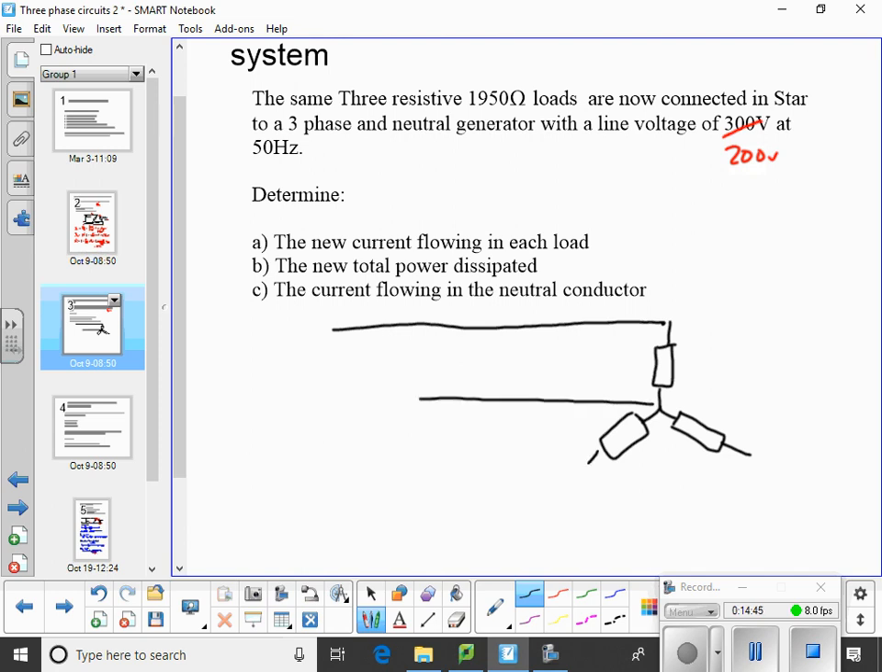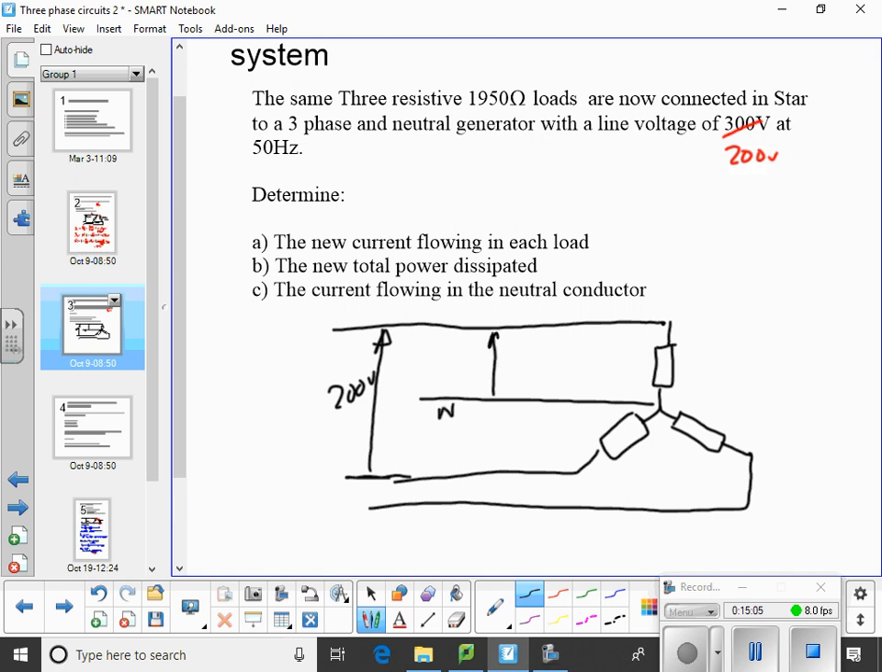I'm going to have a neutral. So we've still got a line voltage of 200 volts. This is the neutral, so this will be B phase. And the line current is the same as the phase current, and it's star connected.